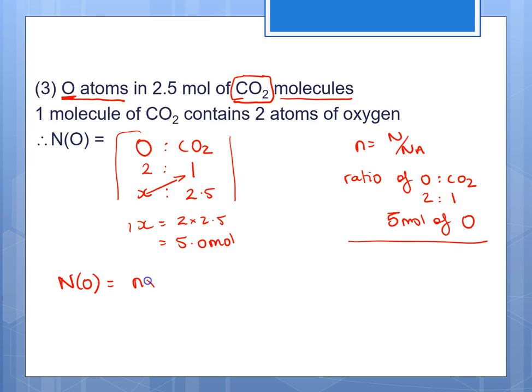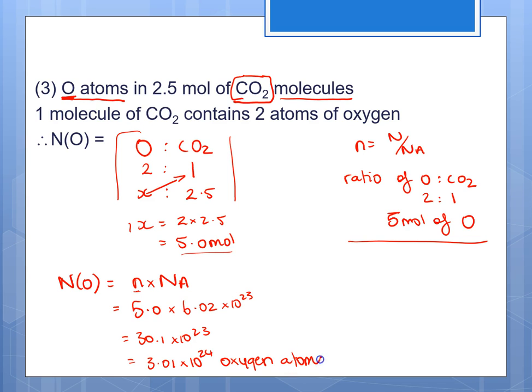So now if we're looking for the number of oxygen atoms, I'm going to substitute into my formula and have N times Na. Because I'm looking for oxygen atoms, I need the number of mole that corresponds to oxygen, which is the one that we found there. So that's going to be 5.0, times 6.02 times 10 to the 23. So 6.02 times 5 is going to give me 30.1 times 10 to the 23, or putting it into correct scientific notation, 3.01 times 10 to the 24 oxygen atoms.